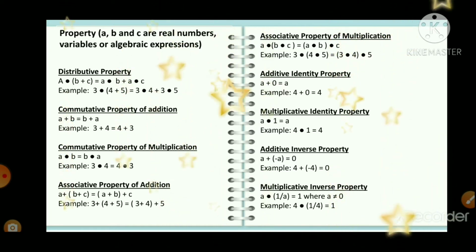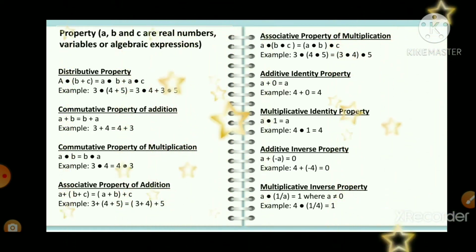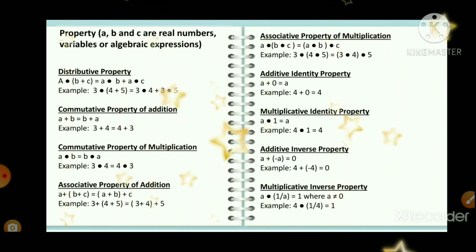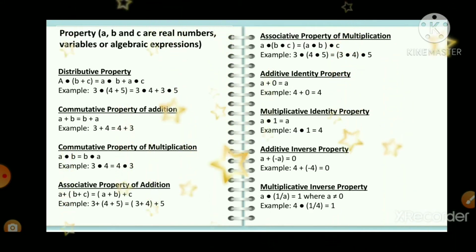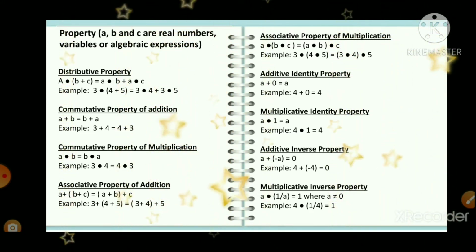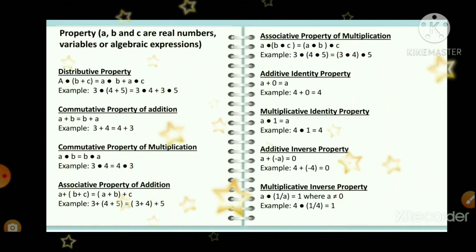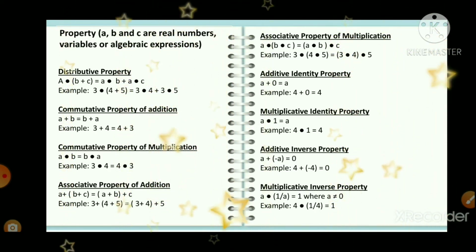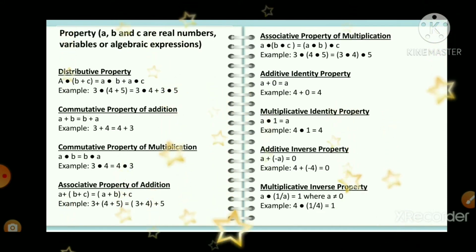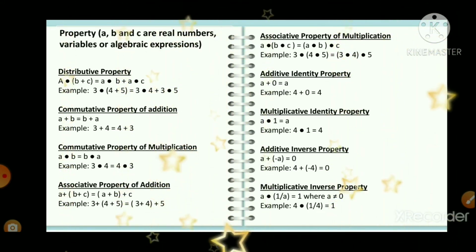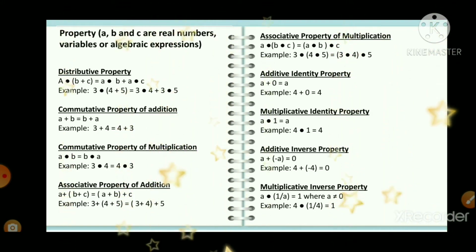Multiplicative inverse property. A times the quantity of 1 over A is equal to 1, where A is not equal to 0. Example, 4 times the quantity of 1 over 4 is equal to 1. The value that brings you back to the identity element under multiplication.